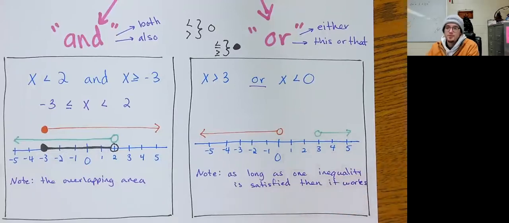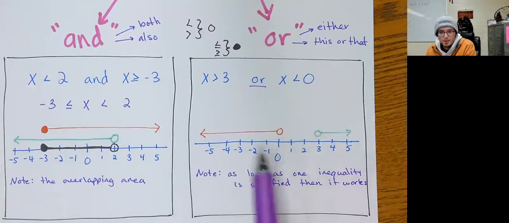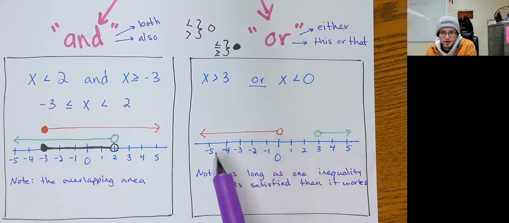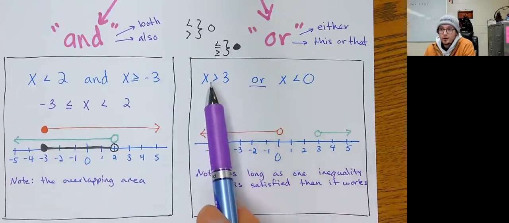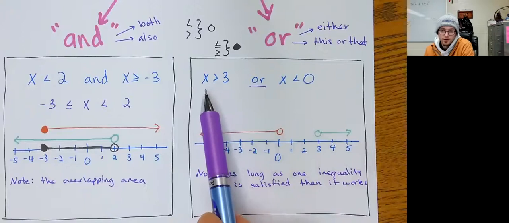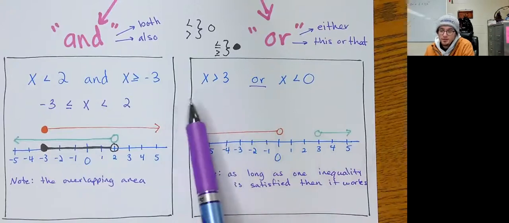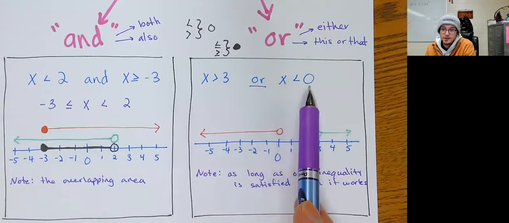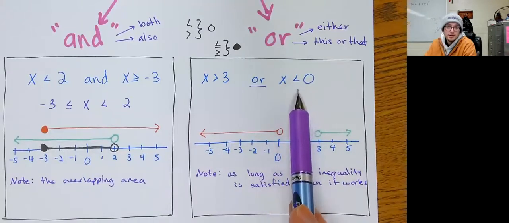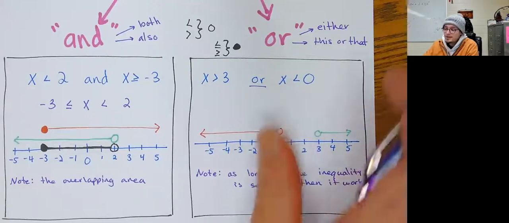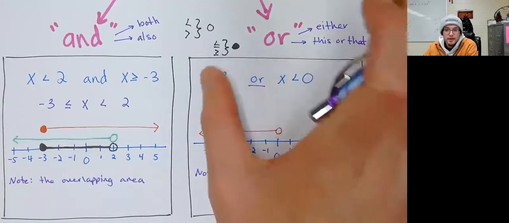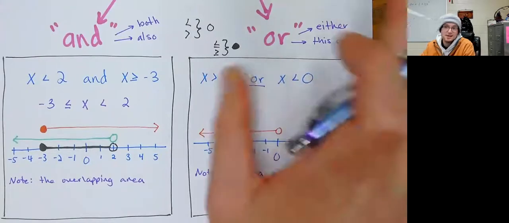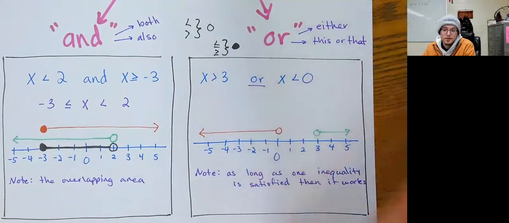I don't know if satisfied is the most mathematically correct word to be using, but what I mean is if I take, let's say, the value of -4, and plug it in, is -4 greater than 3? No, -4 is not greater than 3. 3 is a positive number. -4 is definitely not greater than a positive number. But is -4 less than 0? Yeah, -4 is less than 0. So it satisfies this one, but not this one. But that's okay because it just has to satisfy one or the other.